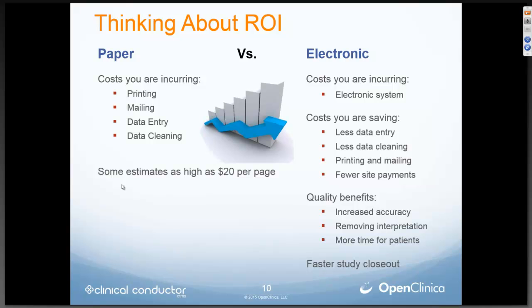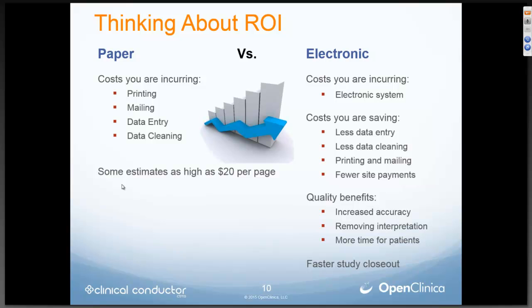You might be able to measure those costs directly for yourselves. There have been some attempts to do this. Most of the numbers out there for cost estimates come from eCOA system vendors, so I wouldn't necessarily take them at face value, but some of the research that I've seen suggests that these costs can be as high as $20 per page. In an electronic world, you're incurring the cost of a system. Whether you build the system, whether you buy the system, there's going to be, in most cases, a fairly significant upfront cost. But what we see is that the downstream cost is typically far lower.